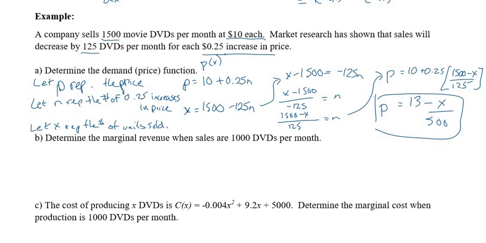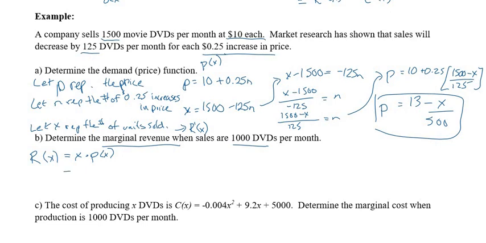So the next part asks us to determine the marginal revenue when the sales are 1,000 DVDs per month. So to do that, marginal revenue means that we need to find the derivative of the revenue function. So we have to find a revenue function first. And think back to our lemonade stand problem. We said that we're going to take the number of cups of lemonade that we're selling and multiply it by the price.